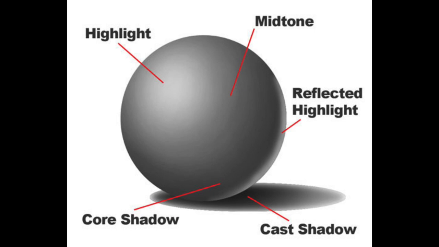And then we also have the cast shadow. And that cast shadow is the shadow that is reflected or shown onto the surface that the object is sitting on. So imagine when you're a little kid and you go outside in the sunshine and you see your shadow on the driveway or on the sidewalk. That is your cast shadow.